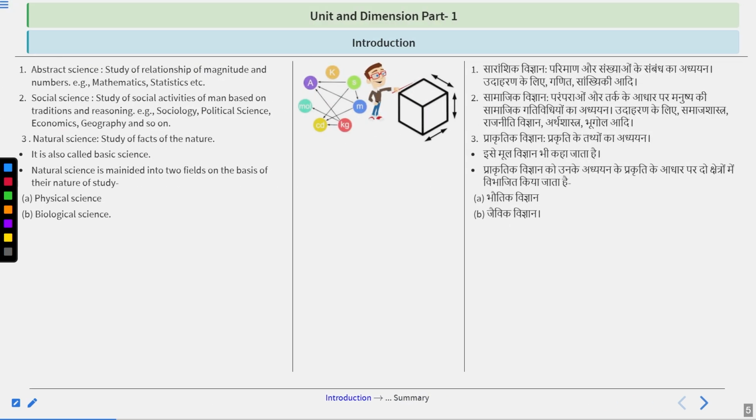If we talk about the first one, the abstract science, we could say it is the study of the relationship of magnitude and numbers. Magnitude is not specifically connected to something, it is a value in itself. Similarly with numbers, that's why it is known as abstract science. Examples are mathematics, statistics, etc.